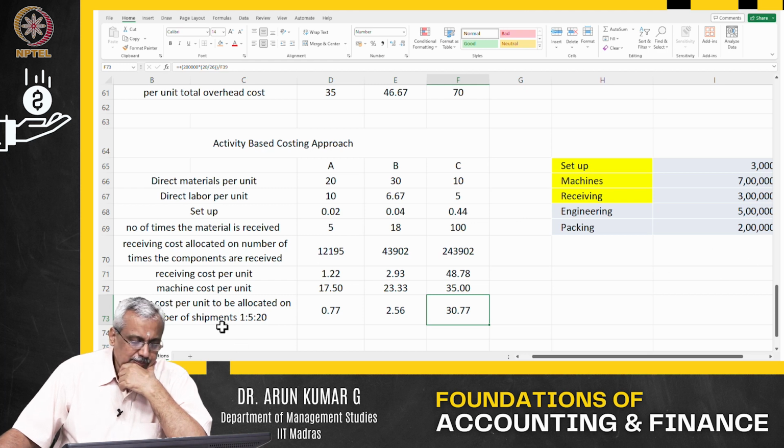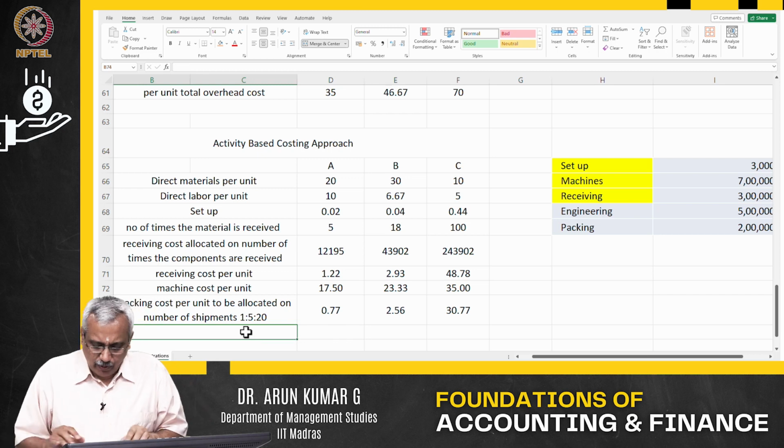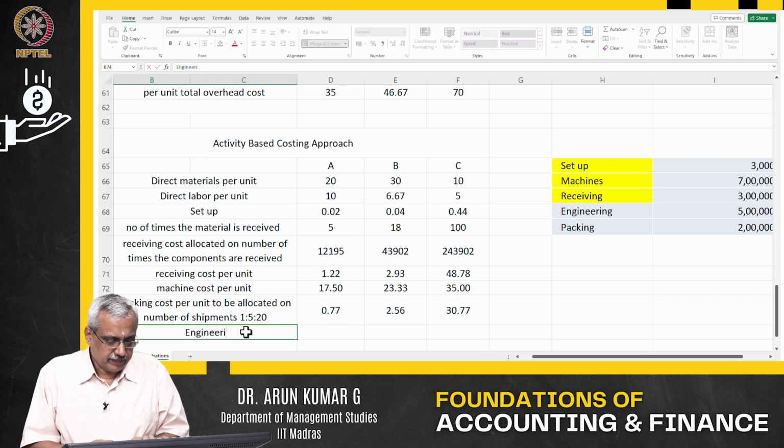So packing is basically allocated based on the number of shipments. Now we have what is called engineering.